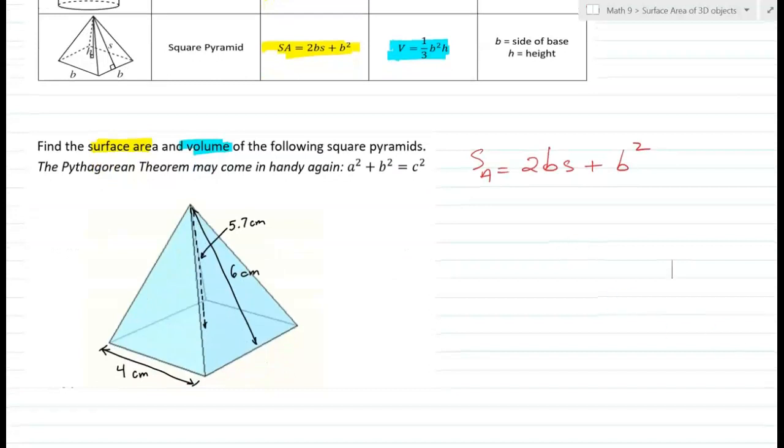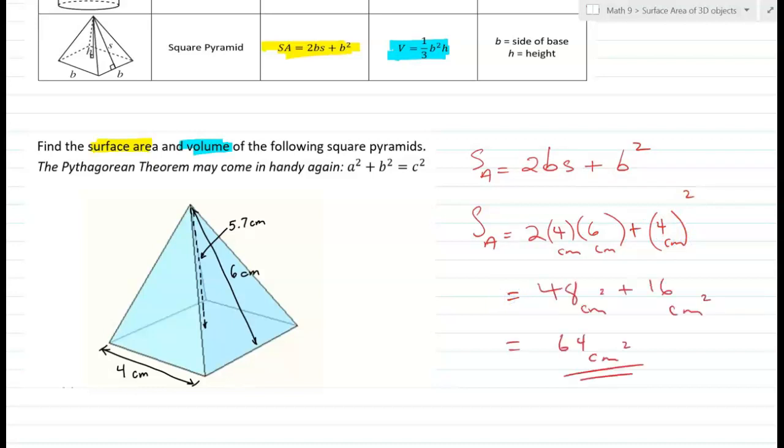I've got this question thanks to Mr. Duncan again. And we're going to go ahead and plug numbers in. So SA is 2 times base is 4, and that's centimeters, times the slanted height 6 centimeters, plus 4 squared, 4 centimeters squared. You just do the math, and that's it. Okay, and then when you plug numbers in, you'll get 48 centimeters squared plus 16 centimeters squared, and then to put them together, you get 64 centimeters squared. This is only the surface area of this square pyramid.